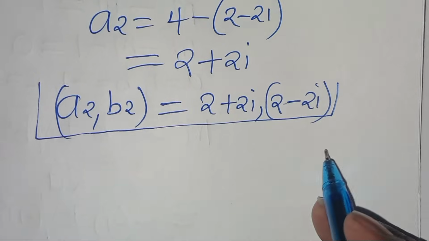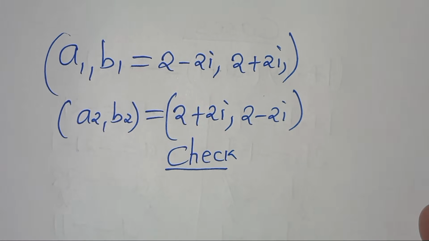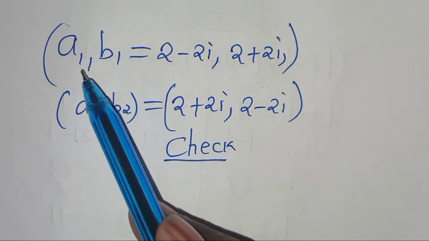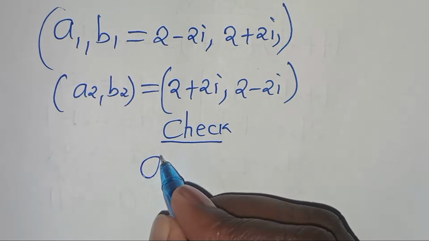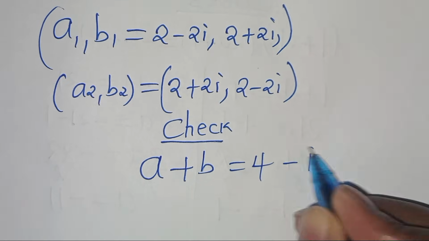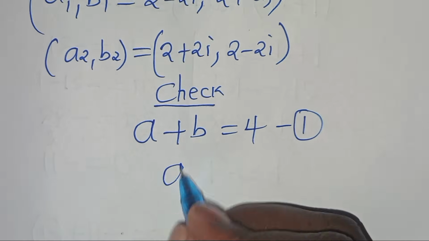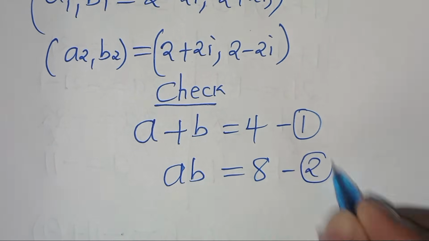Now let's check if these two sets of solutions satisfy the equations. That is a1, b1, a2, b2. Now from equation 1, which is a plus b, this is equal to 4. This is equation 1. And we have that a times b, this is equal to 8. Let's call this equation 2.